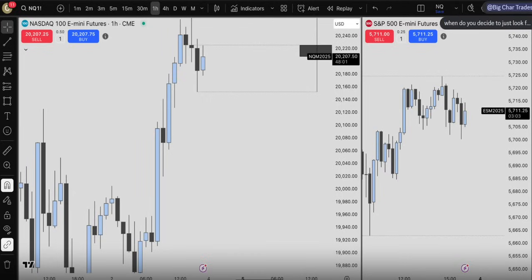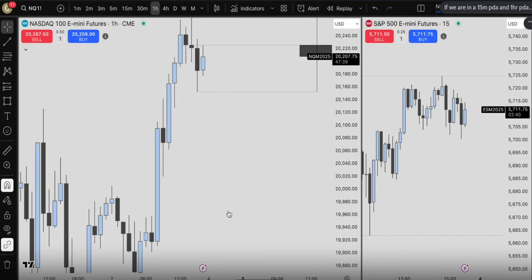Why do I not use the wick? I don't know. I didn't learn it that way. I learned it without the wick. Is there any specific reason why we use wicks on breaker blocks and not order blocks? No, I don't know. I was just taught that way.